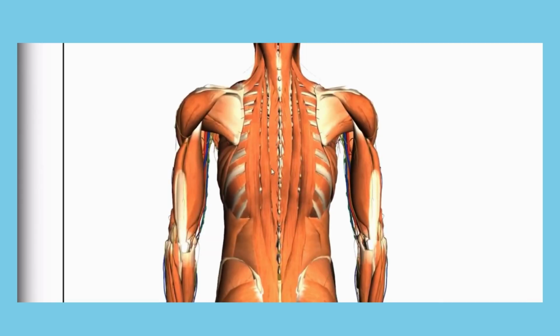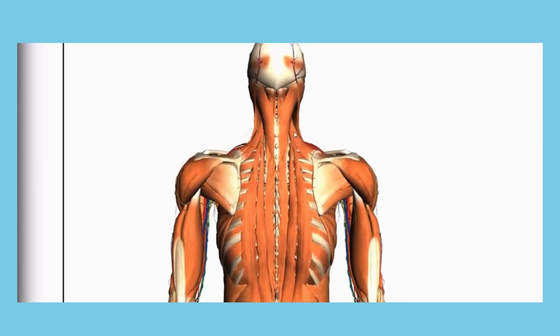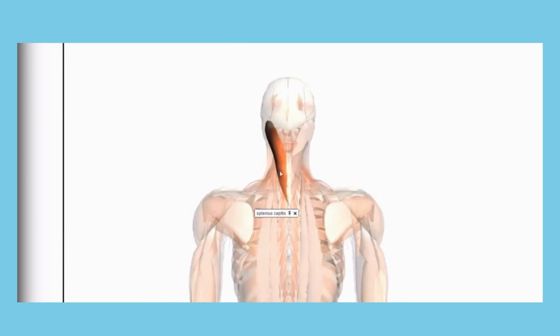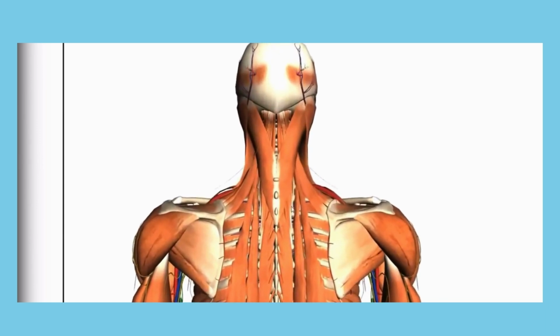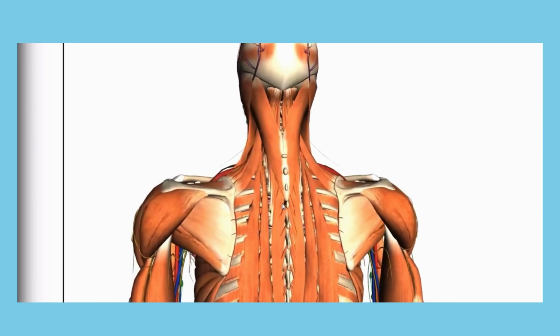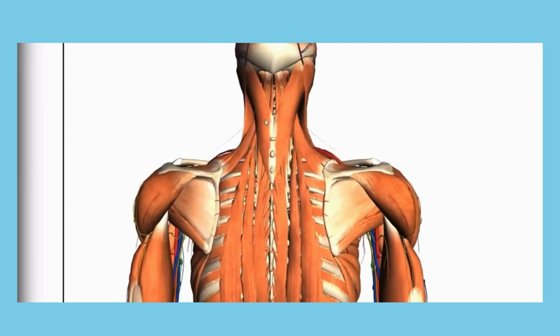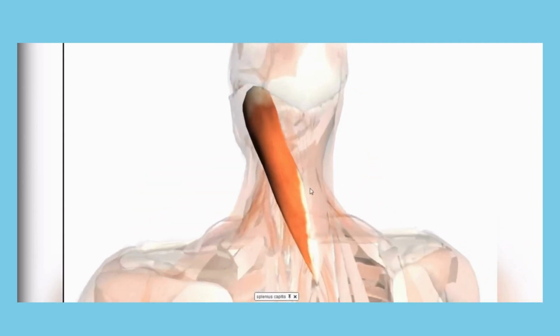Now we have the deep group of intrinsic muscles. Here we get to see two important muscles towards the neck. Those are splenius capitis and semispinalis capitis. This one here is the splenius capitis, and below that we get semispinalis capitis. The whole muscle above is the splenius capitis.